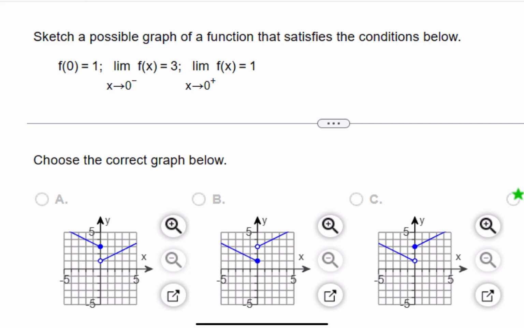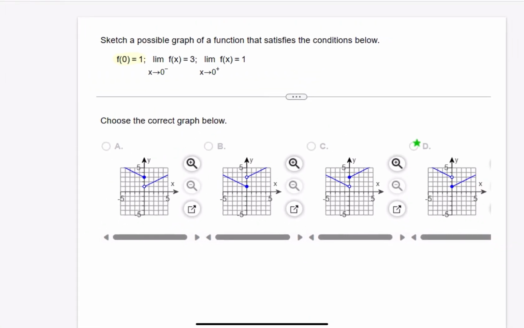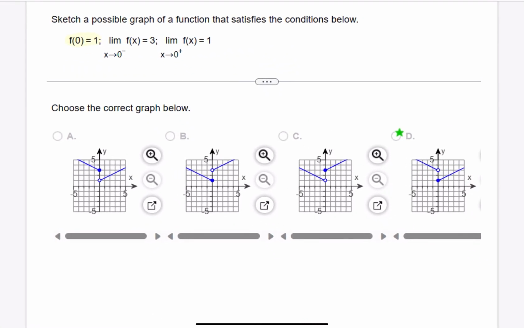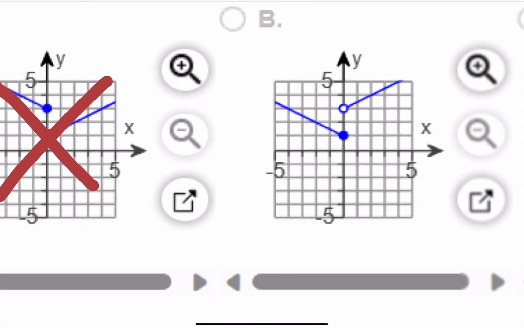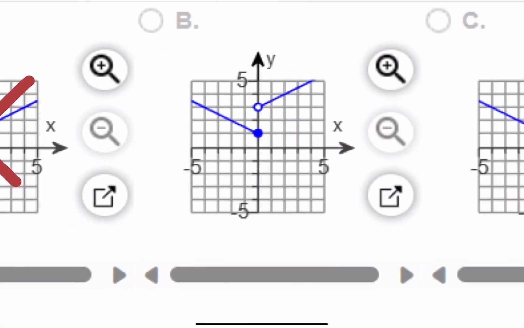When they ask me to sketch, I start with the first one so I can eliminate something that is not my graph. So let me take f of 0 is 1. Look closely. F of 0 is undefined here. Oops, so this is not my function. Let me show you again why. Do you see this open circle? Open circle means it's not defined. So that's not what they said. They said f of 0 is 1. This is not my function value.